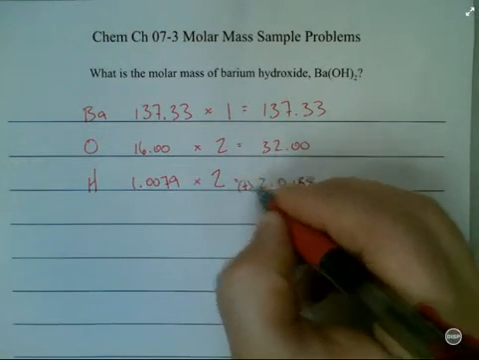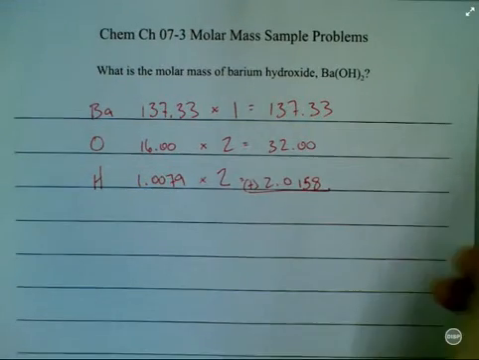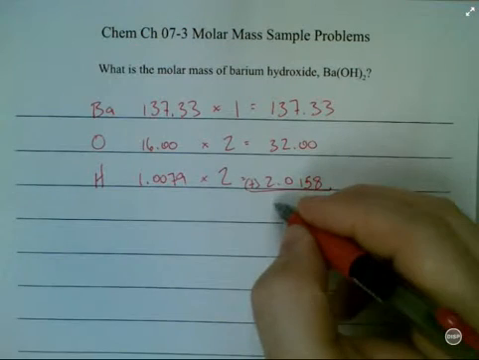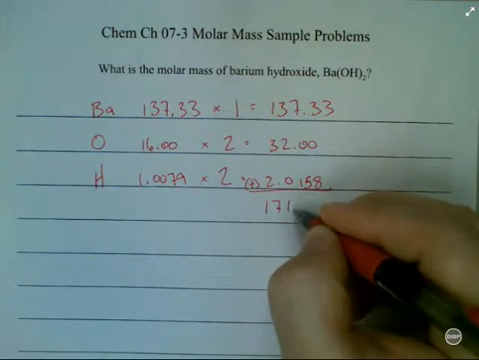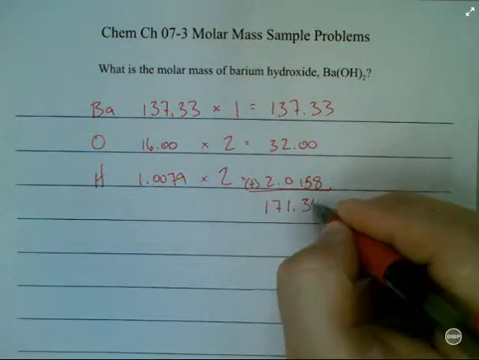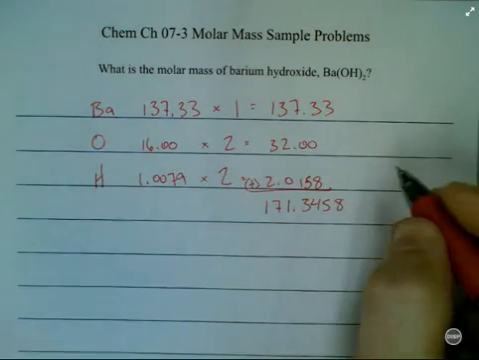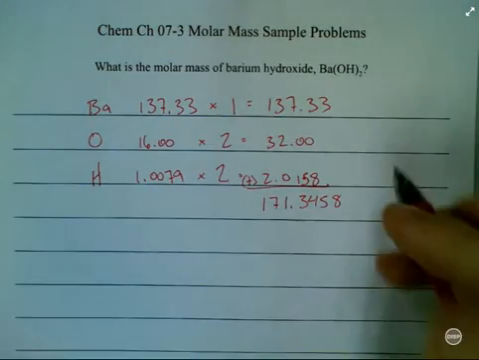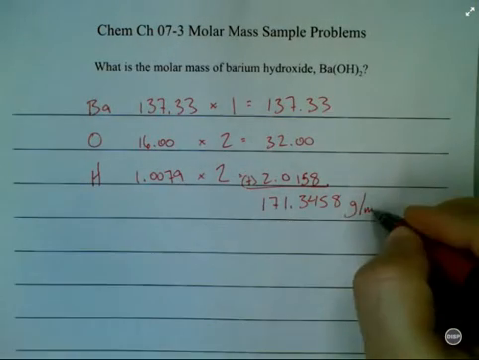Next step, I'm going to add all of these together. I'll use my calculator for some help, so I'll go 137.33 plus 32.00 plus 2.0158. Calculator tells me 171.3458. Now the appropriate units for molar mass are grams per mole.